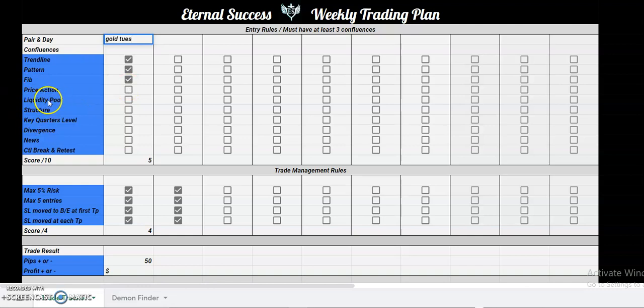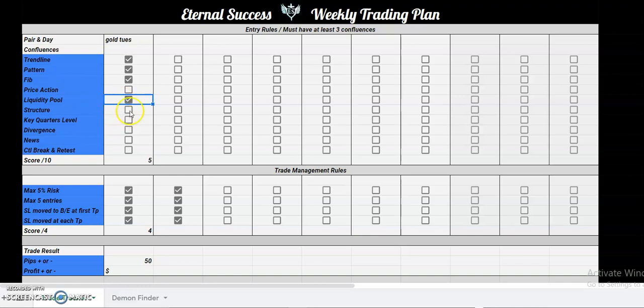Now, this is a liquidity pool. A liquidity pool is generally a level where people put their stops, and the big institutions know that everyone's stops are there. They do a stop hunt, get everyone out in the liquidity pool, and drop the market the other way. If you can find a liquidity pool, that's brilliant.